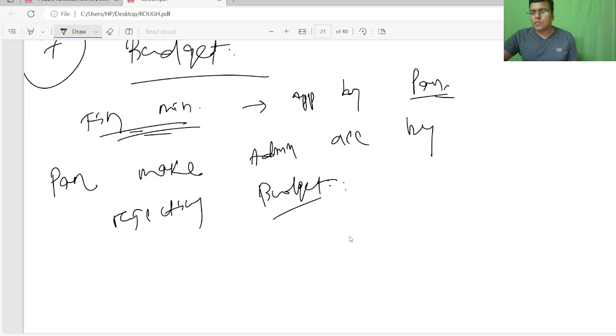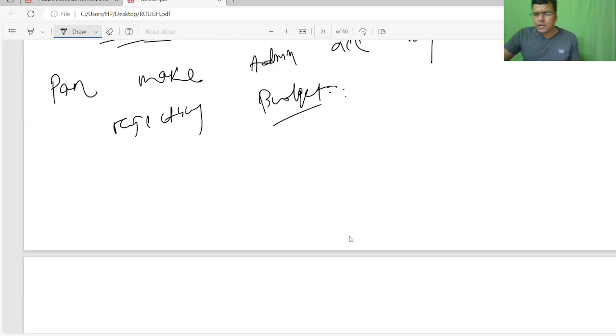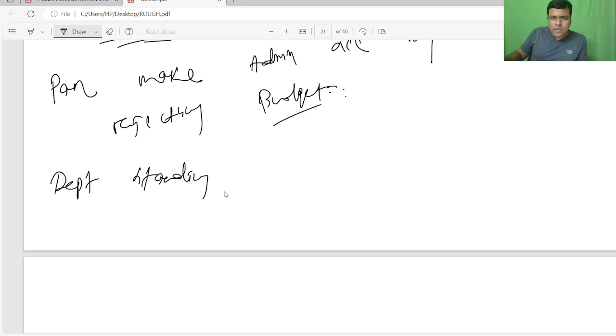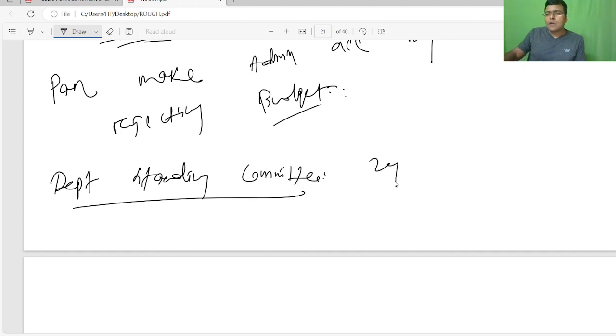This is the mechanism of the budget. Departmental standing committee. There are 24 departmental standing committees.